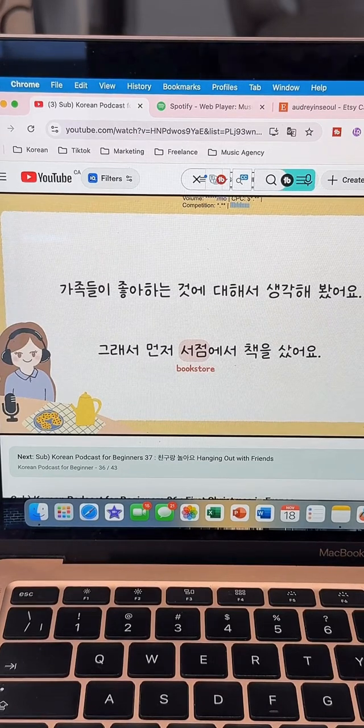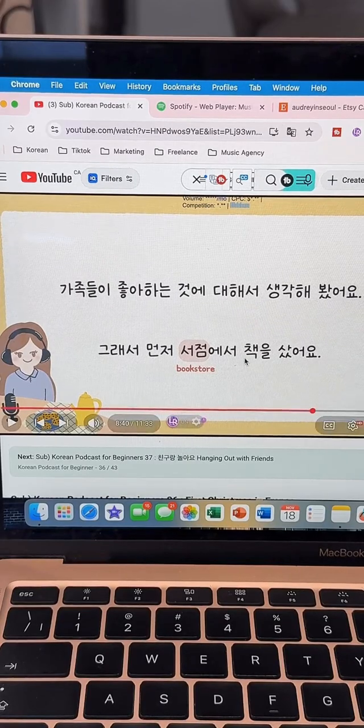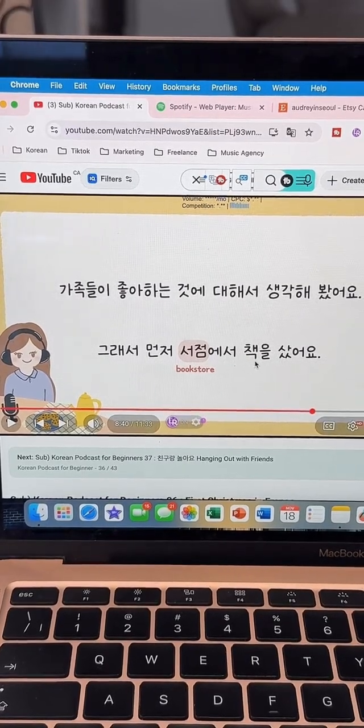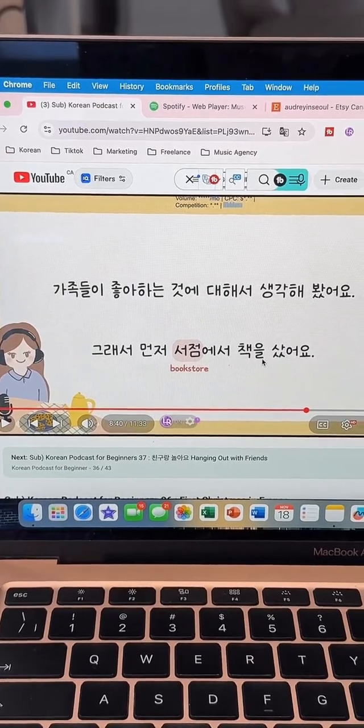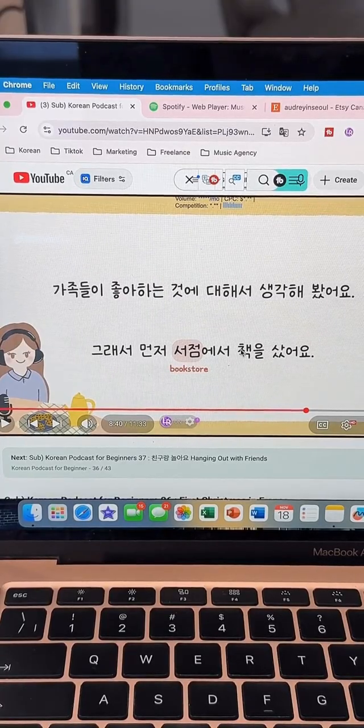So you guys are actually correct. 책 would mean book. Once again, we have the 을 particle. I swear today we are seeing so many object particles, right? So why is there 을 after the book? Let me know. I will ask you guys this question now. Why is there a 을 after book? Comment down below the answer.